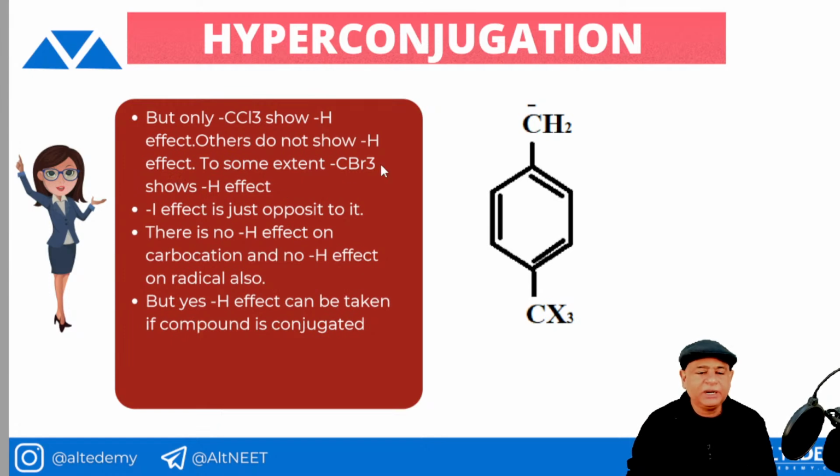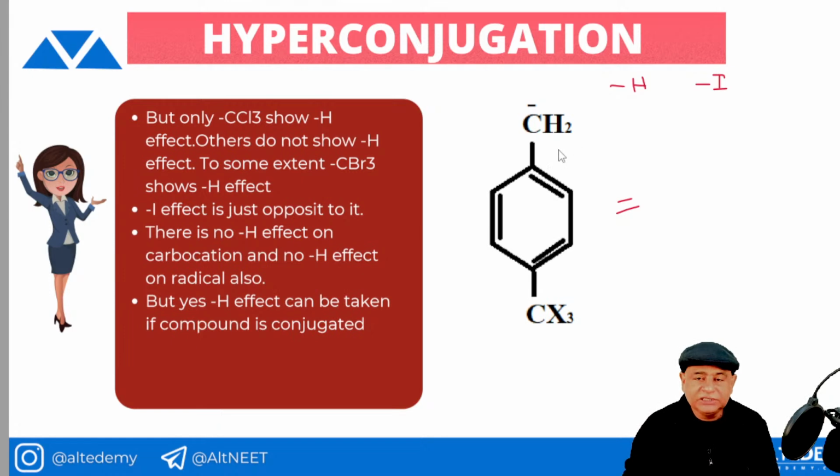I have written it plainly, but practically minus H effect is shown only by CCl3 and to some extent by CBr3. And if you compare minus H with minus I effect, it is just opposite to minus H effect. As plus H was opposite to plus I, minus H is just opposite to minus I. There is no minus H effect on carbocation, no minus H effect on radical also. As there was no plus H effect in carbanion, similarly, no minus H effect on carbocation and no minus H effect on radical also. But yes, minus H effect can be taken if the compound is conjugated.